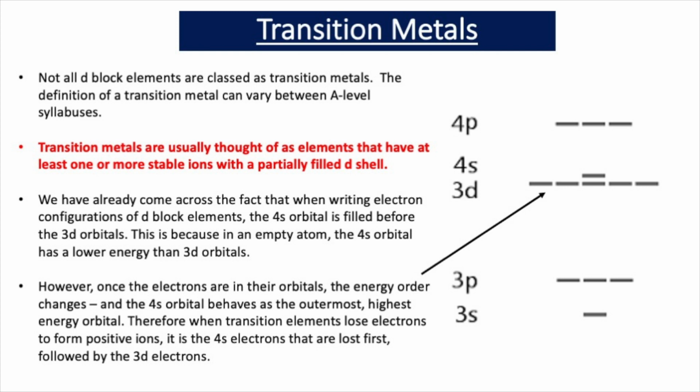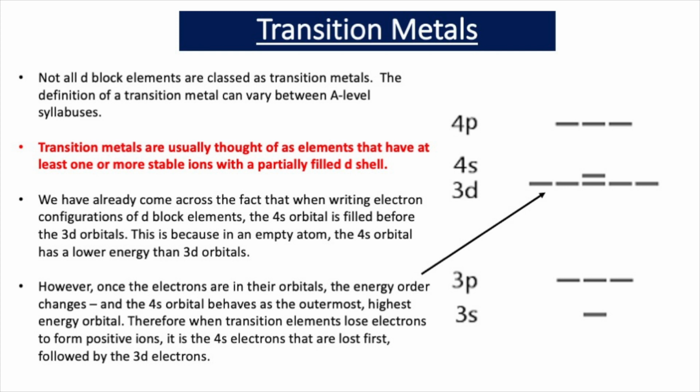Now, we've already come across the fact that when writing electron configurations of d block elements, the 4s orbital is filled before the 3d orbital, and that's because in an empty atom the 4s orbital has a lower energy than the 3d orbitals. However, once the electrons are in their orbitals, the energy order changes. Now, this is because the energy order depends on the attractive and repulsive forces that exist between the electrons and the rest of the atom. So, for example, the nucleus, which has a positive charge.